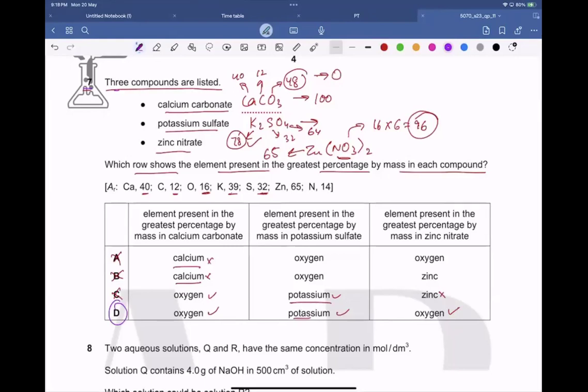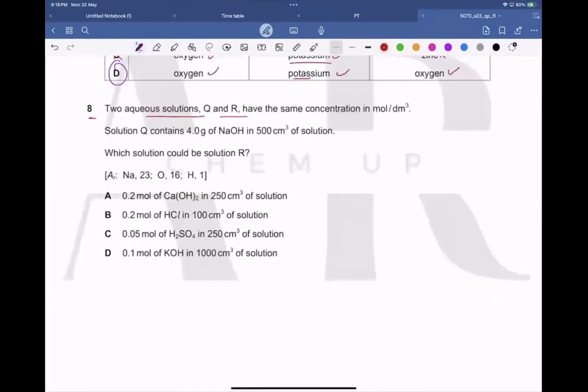Now, question number 8. Two aqueous solutions Q and R have the same concentration in mole per dm3. Solution Q contains 4 gram of sodium hydroxide in 500 centimeter cube. Which solution could be the solution R? They have the same concentration, so first we have to find its concentration.